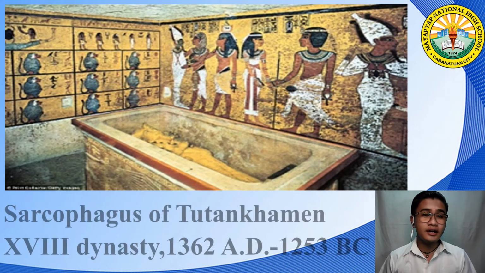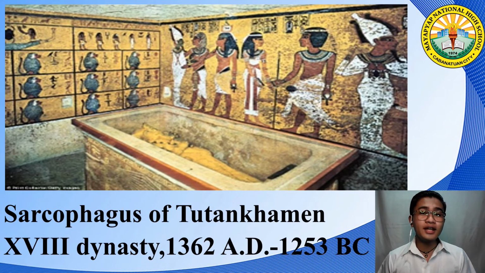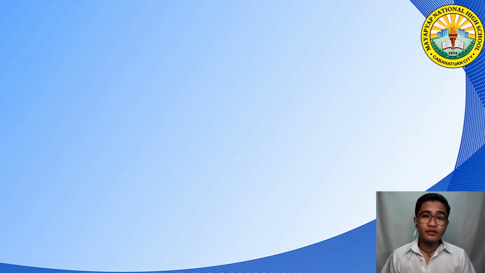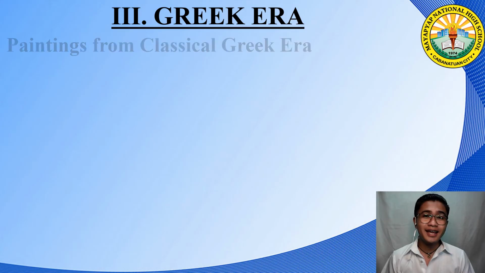So let's have an example of their painting. We have here the sarcophagus of Tutankhamen, 18th Dynasty, 1362 to 1253 BC. If you look closely at the picture, there's a coffin and paintings on the wall. It shows how they emphasized life after death in this era. So let us now proceed to the third and last era for this session. We have here the Greek era.